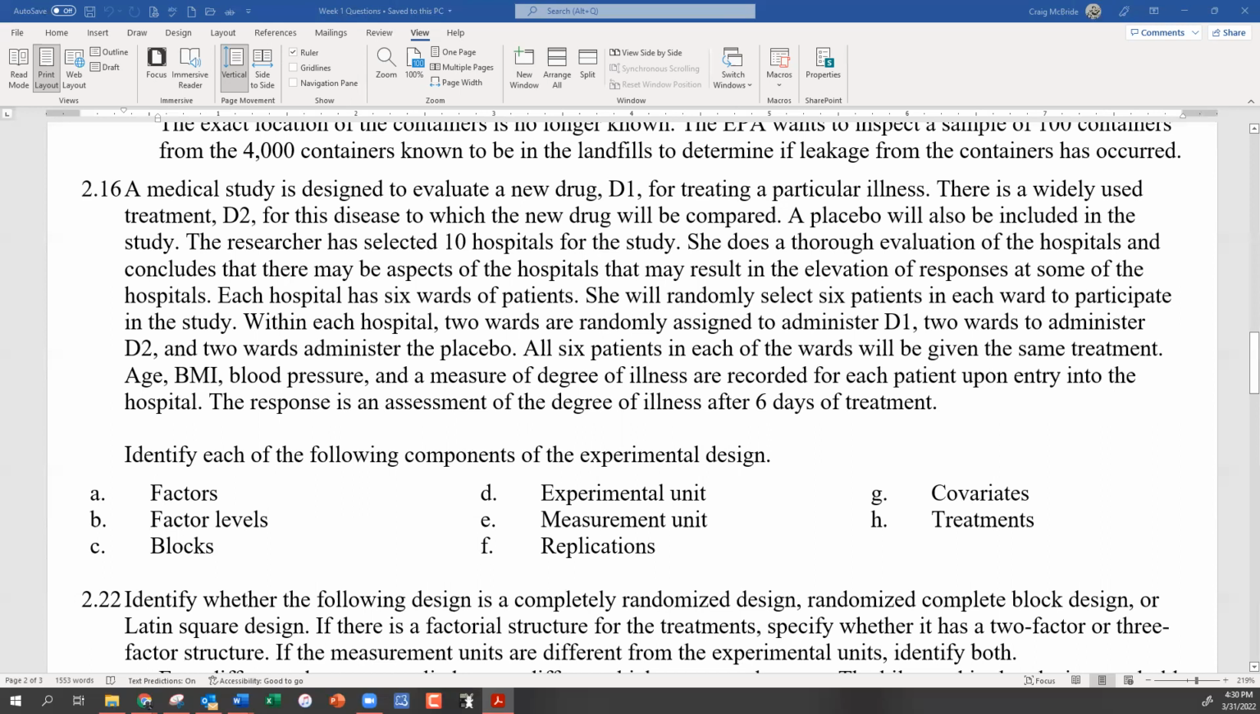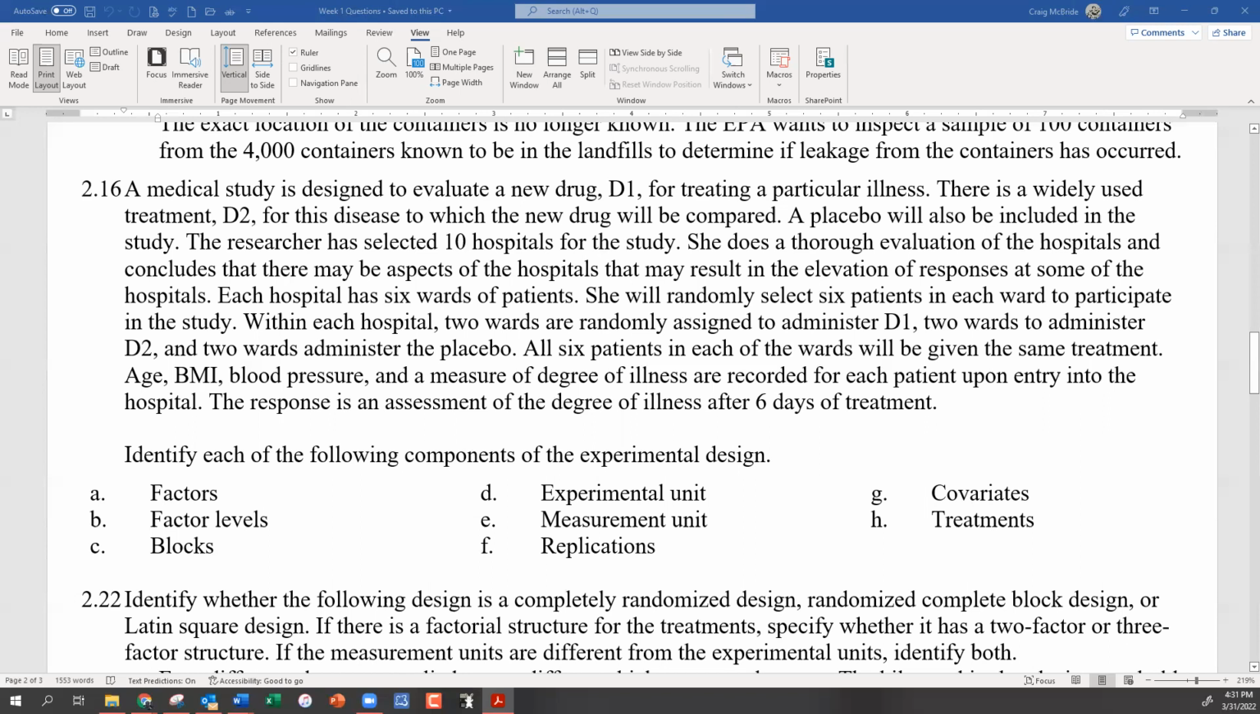Okay, what else? How about blocks? Anybody got any ideas what the blocks would be? Let's think about this in terms of the experiment that the potter did with the different glazes and the different thicknesses. It was blocked by day because every day they tried a different combination. Well, where were all the different combinations done here? What were the blocks here? Would it be the different hospitals? Perfect, exactly.